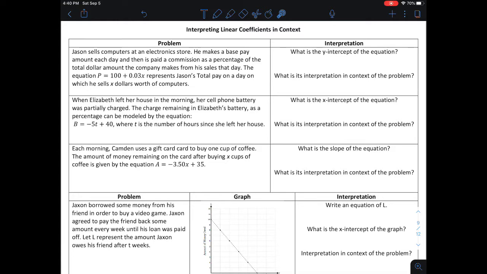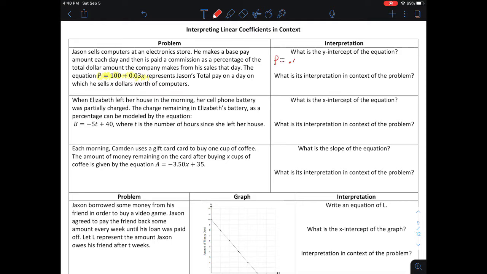So on the first problem, on the top left-hand side, we have Jason sells computers in an electronics store. He makes a base pay each day, and then he's given a commission as a percentage of the total dollar amount the company sells on that day. This equation here, 100 plus 0.03x, represents the total pay on the day in which he sells x dollars worth of computers. So we want to know, what is the y-intercept of the equation?